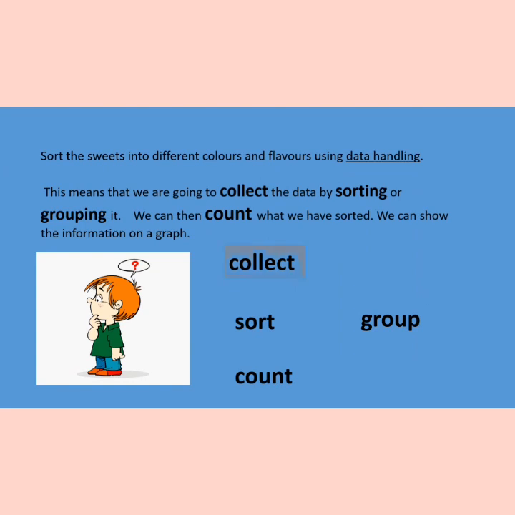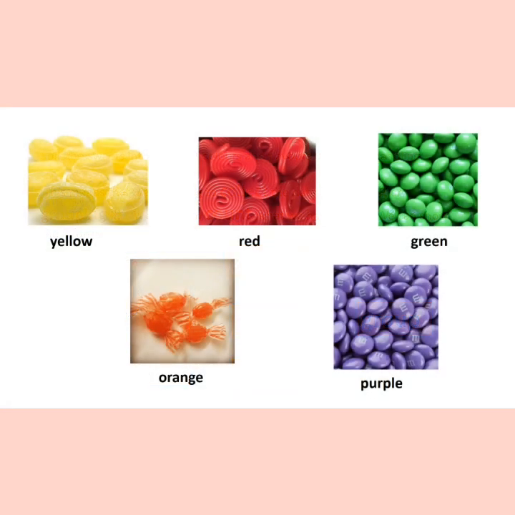We can sort the sweets into different groups such as colors and flavors. This means that we are going to collect the data by sorting or grouping it. We can then count what we have sorted. We can show the information on a graph. If I have a mixed bag of sweets, I can start by separating or sorting it into groups of different colors, groups of different flavors, and groups of different textures. Some candies are sticky, some are smooth, soft, or bumpy. I can then count all the different kinds of sweets that I have sorted.